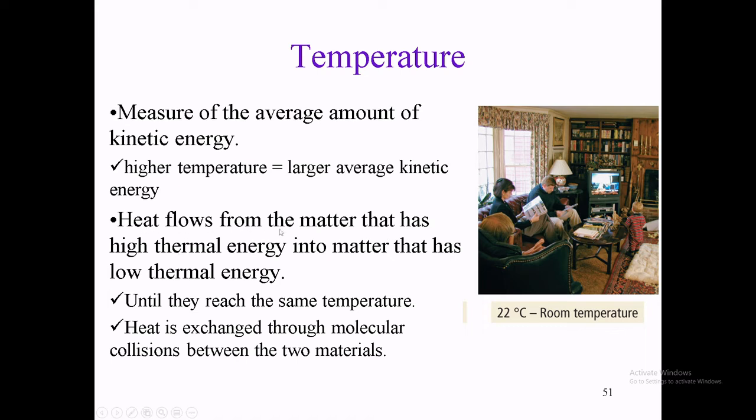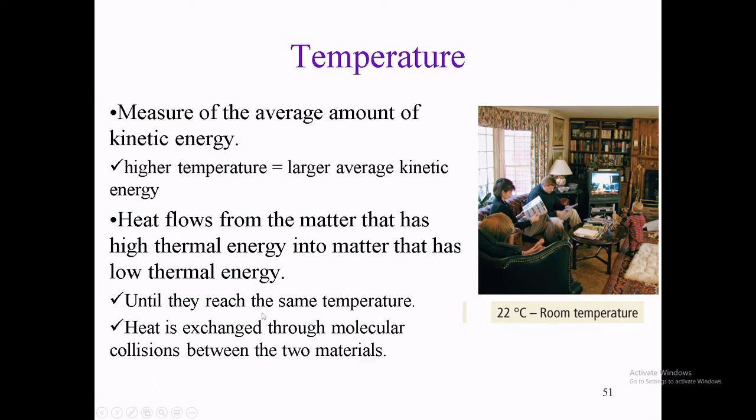Heat flows from the matter that has high thermal energy into matter that has low thermal energy. Heat is a thermodynamic quantity that flows from hot areas, places with high temperature and higher average kinetic energy, to cold areas, areas that do not have as large an average kinetic energy.